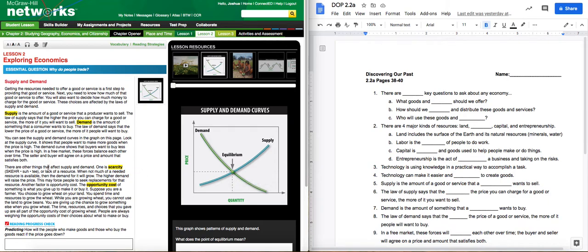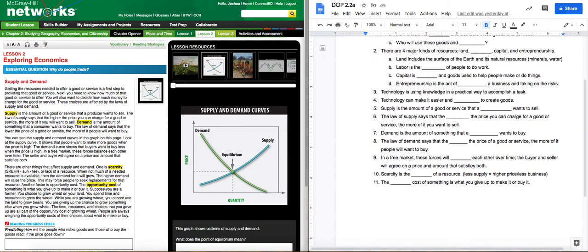Okay, there are other things that affect supply and demand. One is scarcity, or a lack of a resource. Scarcity is a big deal with that. We see that all the time as certain resources start to run a little bit low as they work their way through that. So number 9 was balance. 10, scarcity is the lack of a resource. Now they'll say how that matters.